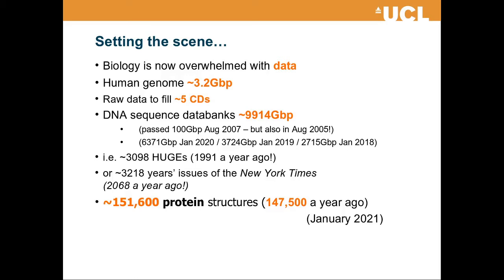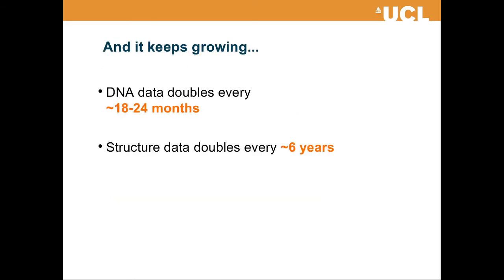In addition, we currently have structures for about 151,600 proteins, and that was only 147,500 a year ago. So you can see this is still going up rapidly, but nowhere near as rapidly as the rate at which the sequence data are accumulating. So DNA data on average doubles every 18 to 24 months, whereas structure data doubles approximately every 6 years.